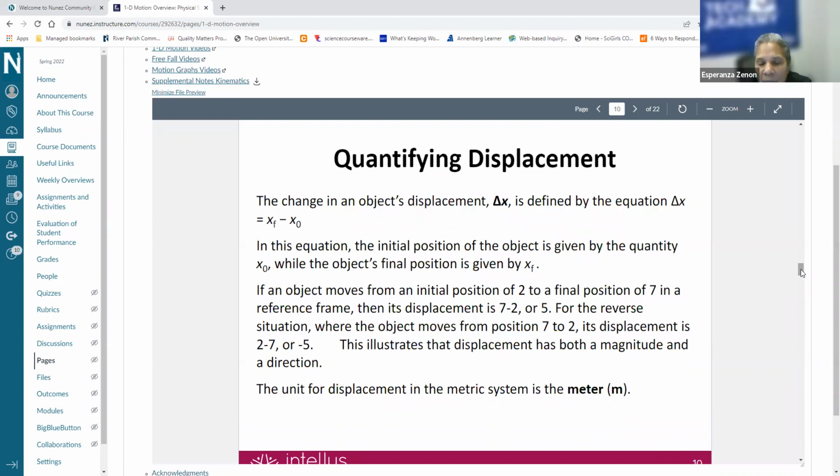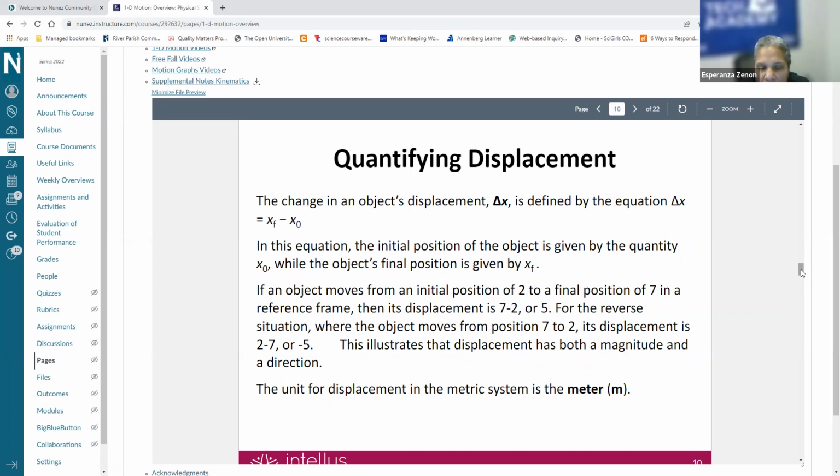So they give you the mathematical or symbol notation for specifying, quantifying, which means measuring, an object's displacement. And they tell you to find that displacement, delta x, we must use the equation final position minus starting position. So x final means the final position, and x naught, that x with the subscript 0, you don't say x0, you say x naught. Naught means where did it start from? Okay, so the difference between where it stopped and where it started.